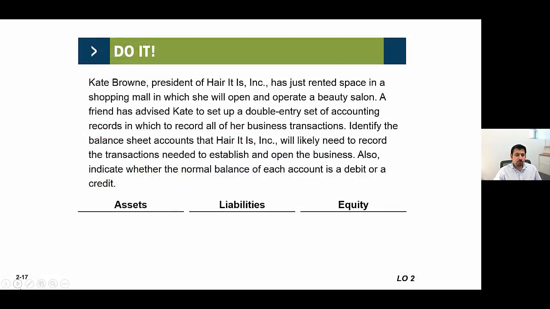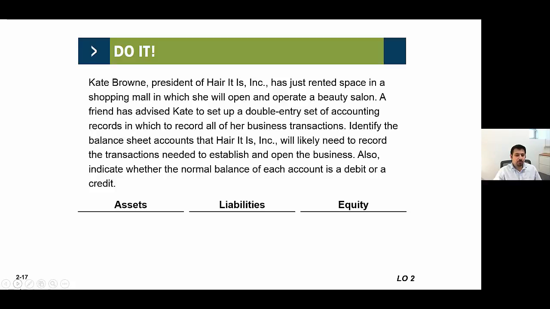Now, Kate Brown, president of Harriet's Inc., has just rented space in a shopping mall in which she will open and operate a beauty salon. A friend has advised Kate to set up a double entry set of accounting records in which to record all of her business transactions. Identify the balance sheet accounts that Harriet's Inc. will likely need to record transactions needed to establish and open the business. Those are not all the accounts, but the most likely accounts. She might have different ones, but just as an example, and we need to also state whether each account is a debit or credit.